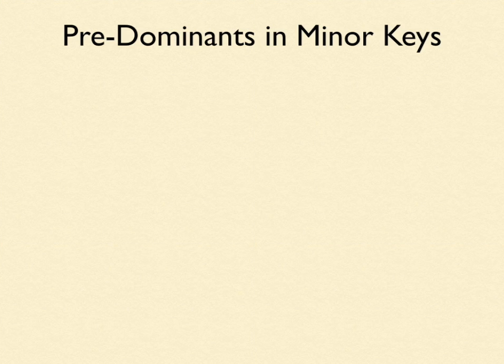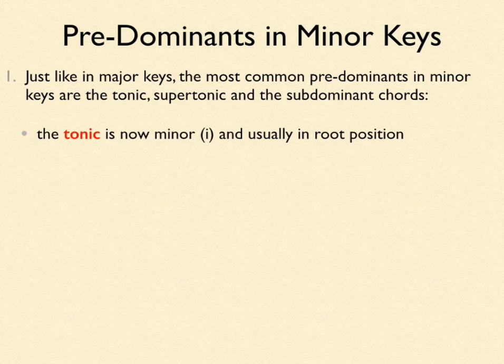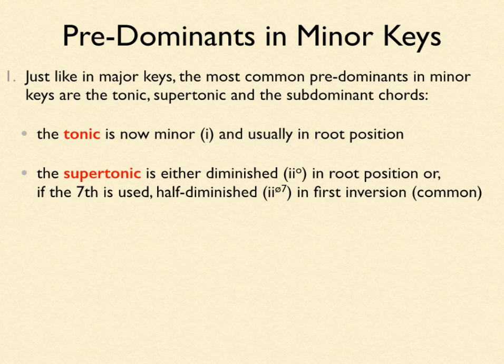And just to finish up for this lesson, we're going to look at predominance in minor keys. And it's basically just like the major keys. The most common predominance that we have in minor keys, again, are the tonic, the supertonic, and the subdominant chords. So it's exactly the same as the major keys, except with one difference. The tonic is now minor, obviously, and it's usually in root position, just like it was in major keys. The supertonic can either be diminished or in root position, or if you're using a supertonic 7th chord, it's usually half diminished, and it's usually in first inversion.